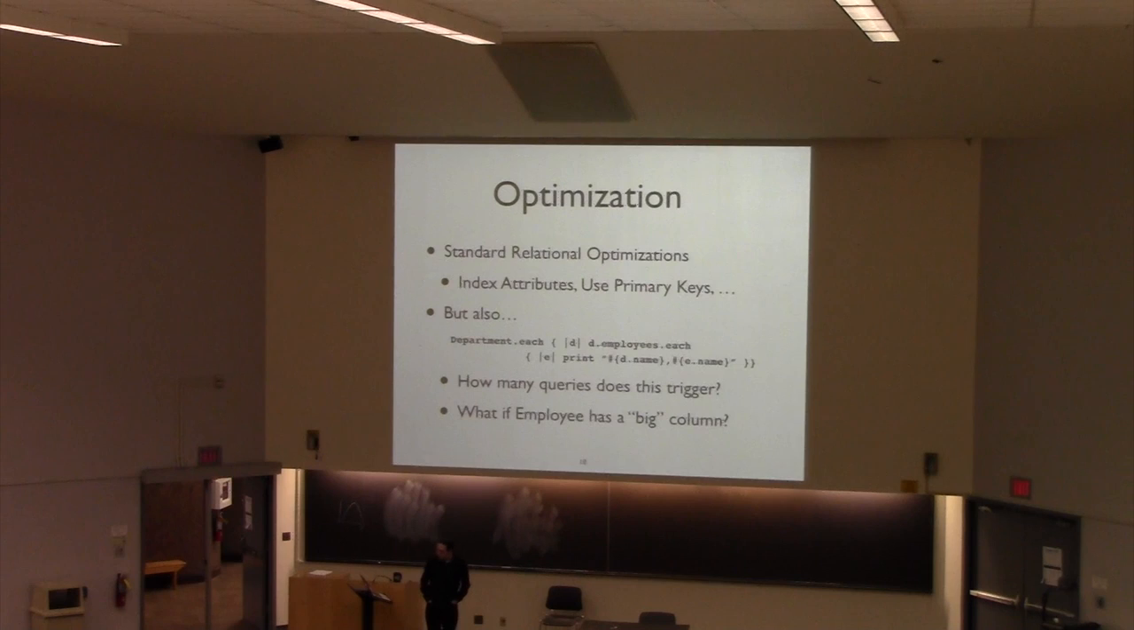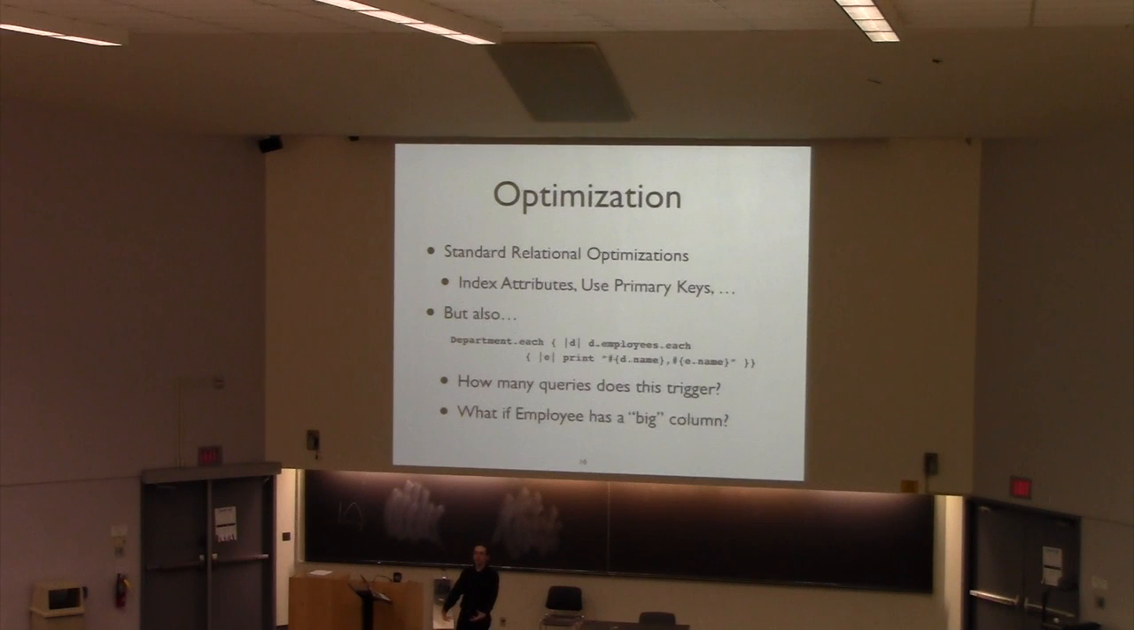As an example, I have this query up here where, for each department, I would like to do something for each employee in that department, and the thing that I do for each employee is to print out the department and the employee name. How many queries do you think this is going to be? If I ran this code, how many queries? This all gets turned into standard relational queries. So how many queries would that hypothetically generate?